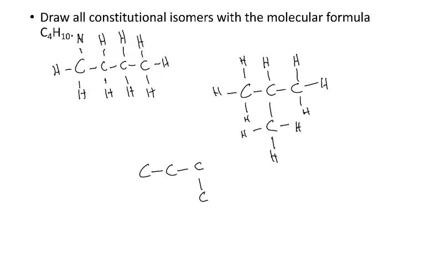And so I don't think for C4H10 that there are any other ways to draw a constitutional isomer. So, we said this was no good. And so in this case, we only have 2 constitutional isomers.